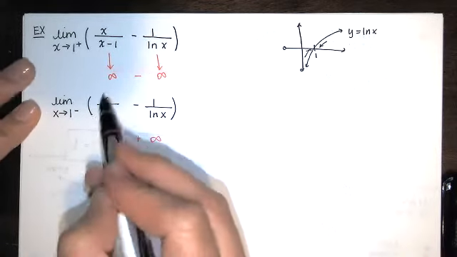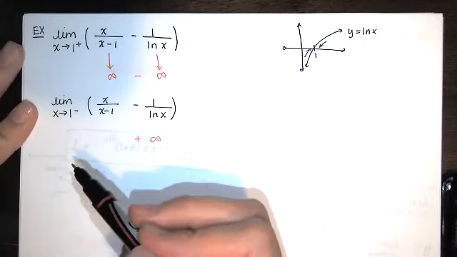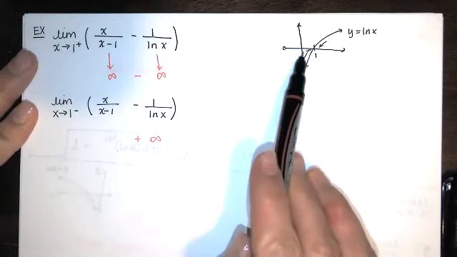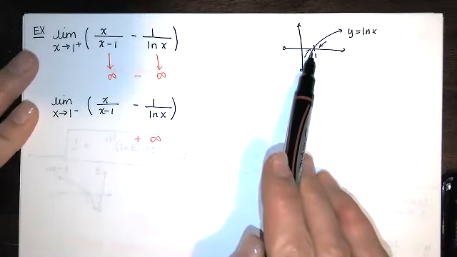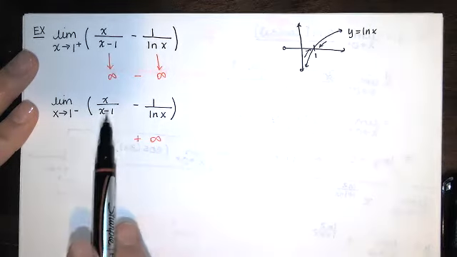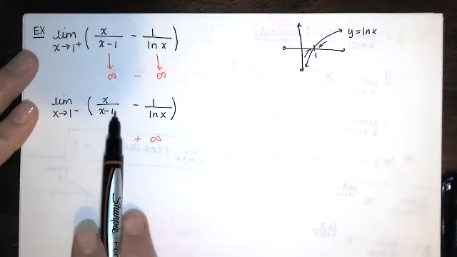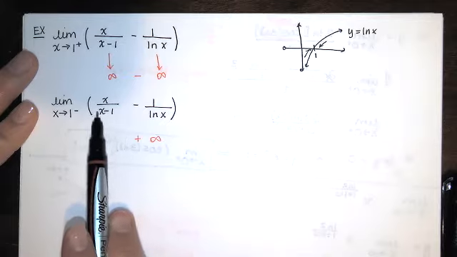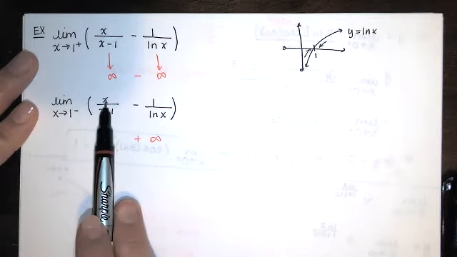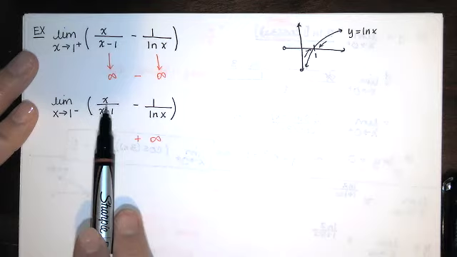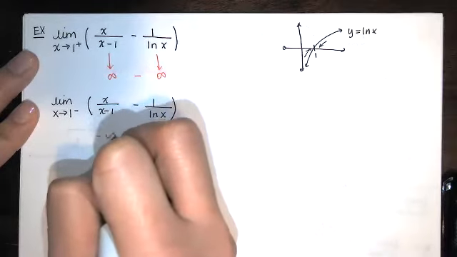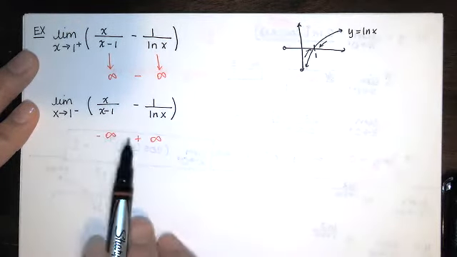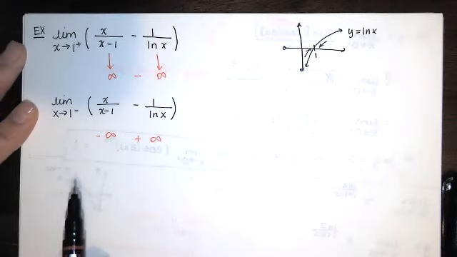Okay, let's think about what happens to this as x approaches 1 from the left. Let's say x is 0.99. I get 0.99 minus 1. So that's a tiny negative number. So I get a 1 divided by a tiny negative number. That's a large negative number. So I have a negative infinity plus infinity. That's an indeterminate form as well.